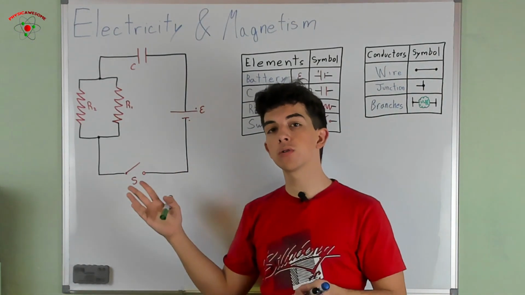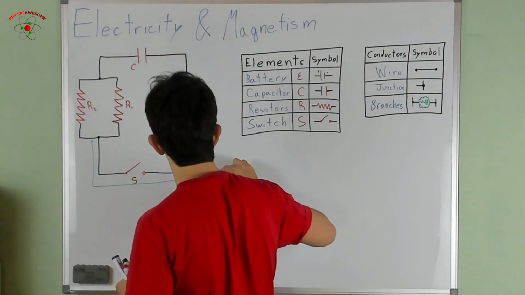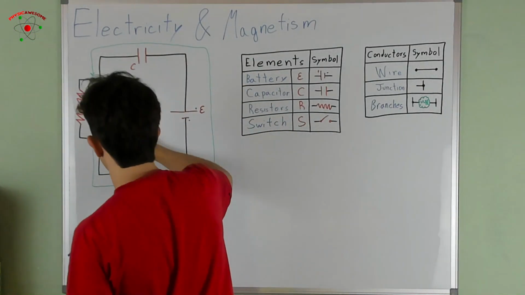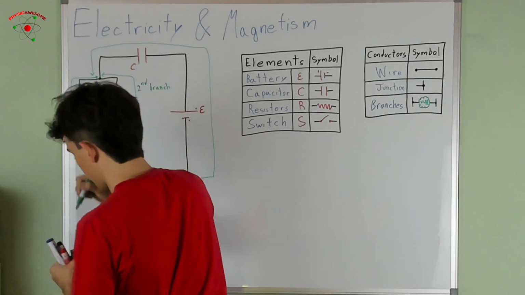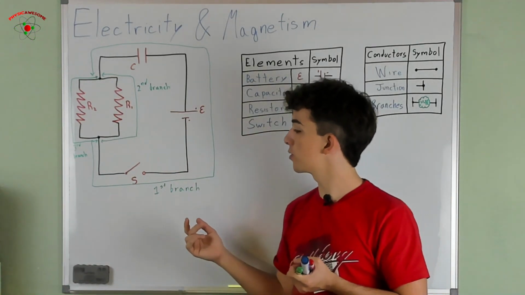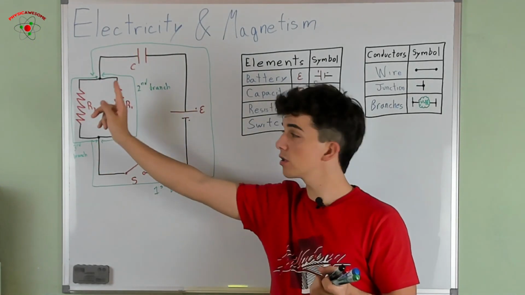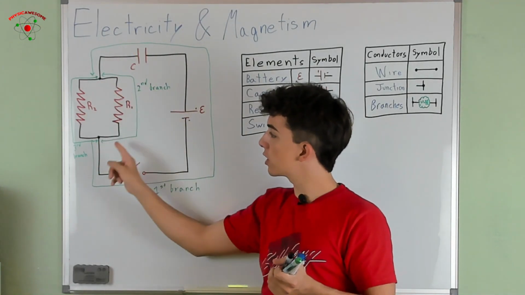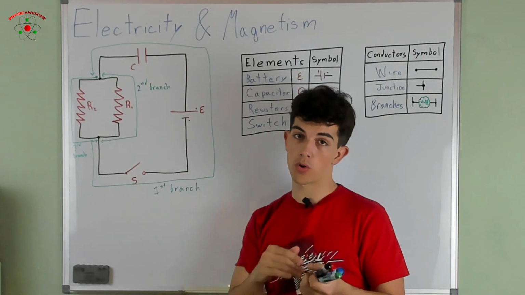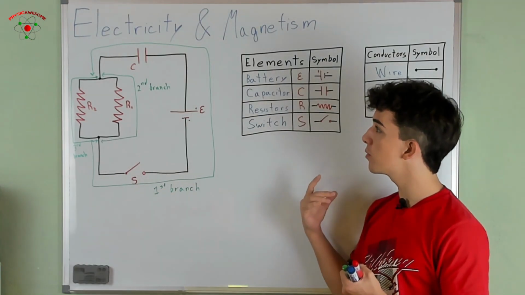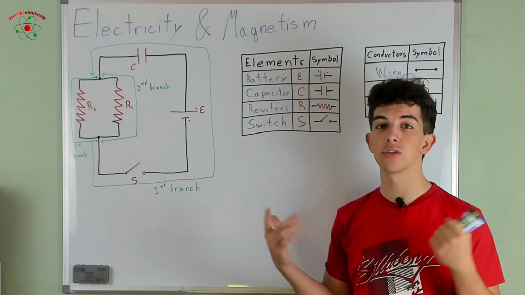Now, note that in this circuit we have three branches. The numbering is not important, but we will have this first branch from this junction to this other junction, this second branch between these two junctions, and this third branch between these two other junctions, but through the other side. These are the most important elements and nomenclature that you need to know to understand DC circuit diagrams.